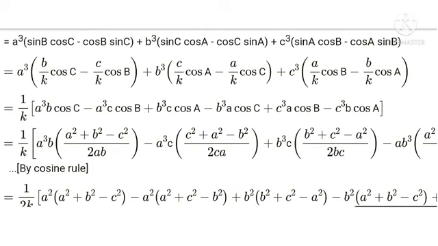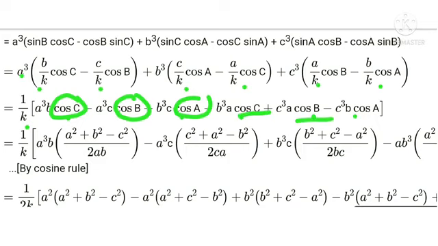Now observe, here 1 upon k is common. So 1 upon k take common. What remains? a cube b cos c minus a cube c cos b plus b cube c cos a minus b cube a cos c plus c cube a cos b minus c cube b cos a. 1 upon k as it is. Now here we use cosine rule for these terms. For all these terms you use the cosine rule. Okay, see, you use the cosine rule, and then what happens?